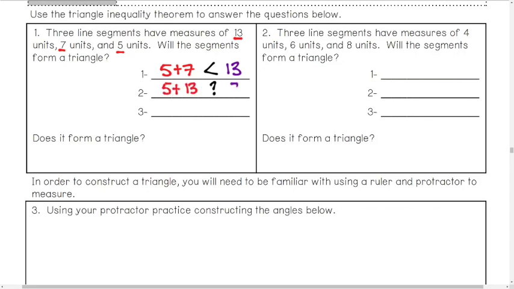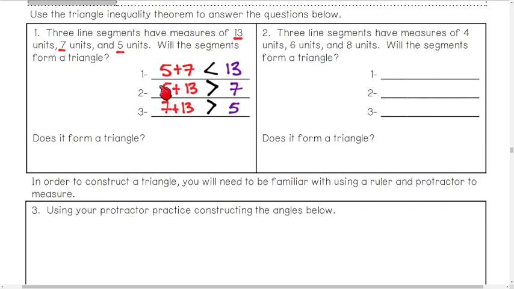Then I go to the next one. 5 plus 13 is what compared to 7? And notice I'm just using the same 3 numbers. That's going to be greater than. And then last but not least, I've used 5 and 7, 5 and 13. I'm now going to use 13 and 7 here. So I have 7 plus 13 is what compared to 5? And it is greater than.